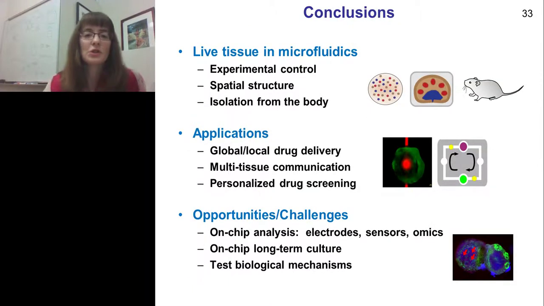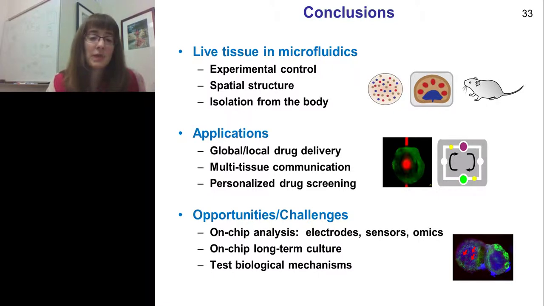Okay, so just to wrap up, I've talked to you about the combination of ex vivo samples of tissue with microfluidics and how this provides the experimental control that you would get with a cell culture dish, but preserves the spatial structure. The tissues are isolated from other organs in the body, which may be good or bad, depending on what you're trying to ask about. And I've shown you two applications, one in local drug delivery and one in multi-tissue communication. Others have used this type of system for personalized drug screening and for long-term tissue culture and differentiation. And there's lots still to do here.